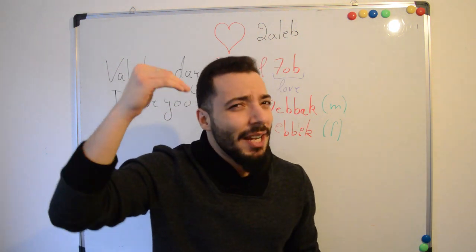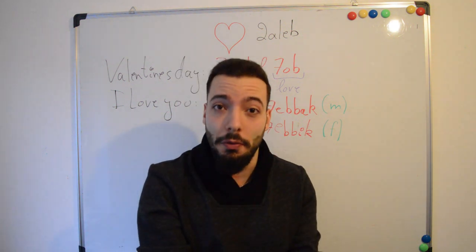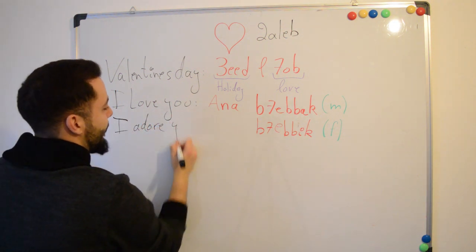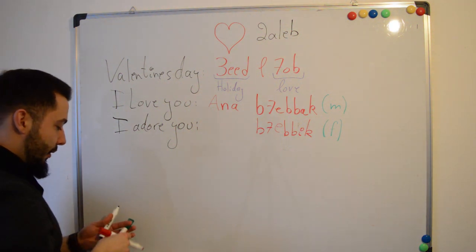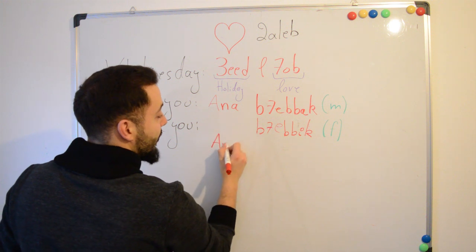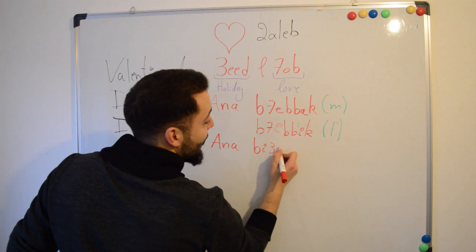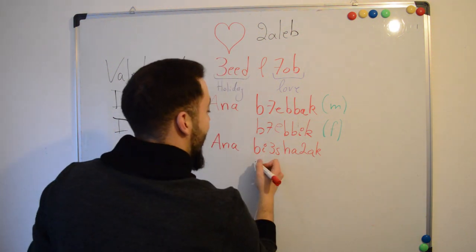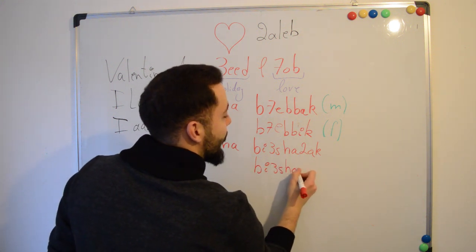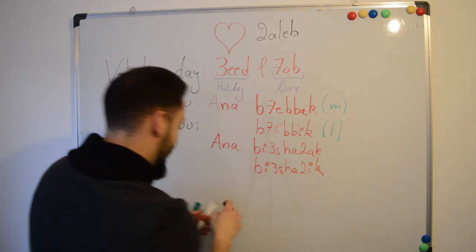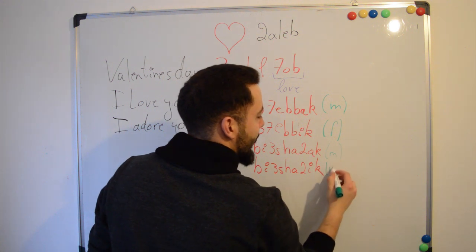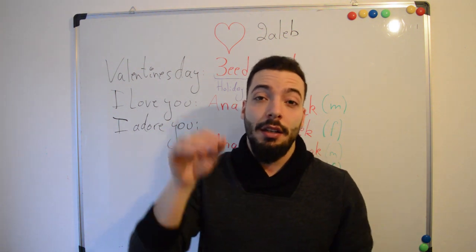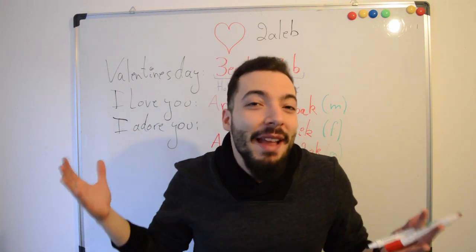Now you want to take it to another level. It's just like, okay, I love you. But you want to say, I adore you, which is much more deep. I adore you. Is Ana... bashak. أنا بعشقك, أنا بعشقك, like I adore you. You want to take it to another level, you are very romantic. Yeah, we're very romantic.